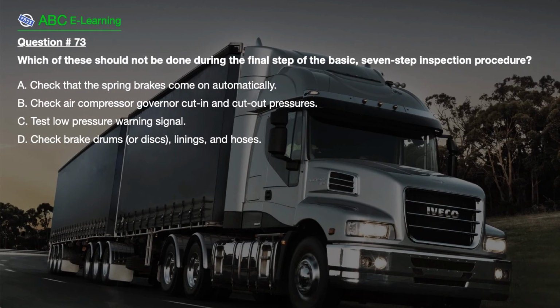Question number 73. Which of these should not be done during the final step of the basic 7-step inspection procedure? A. Check that the spring brakes come on automatically. B. Check air compressor governor cut-in and cut-out pressures. C. Test low pressure warning signal. D. Check brake drums, or discs, linings, and hoses.